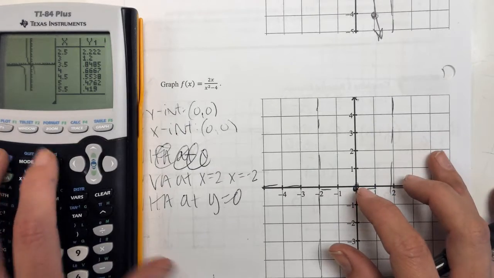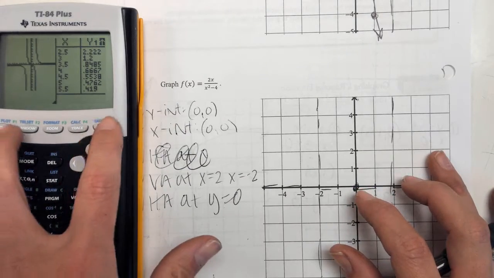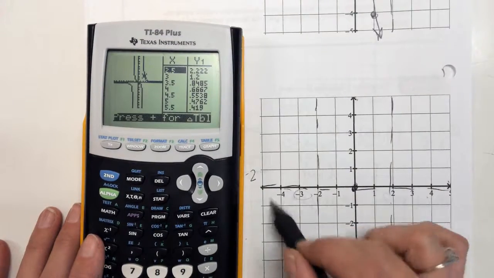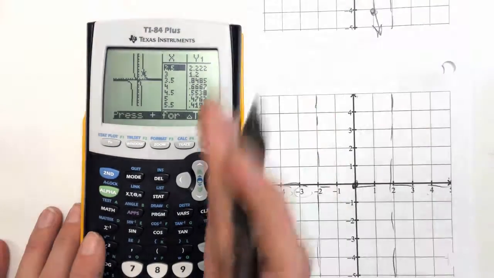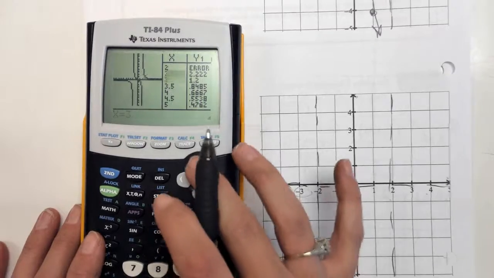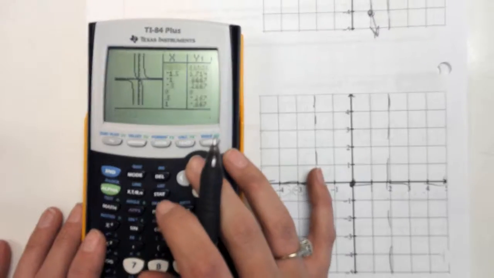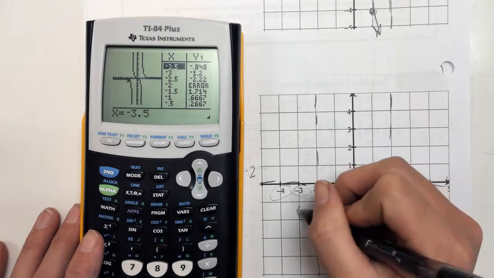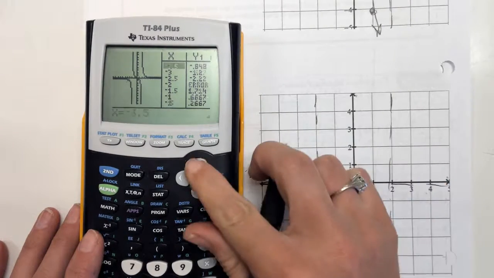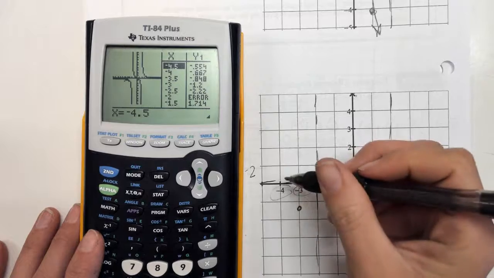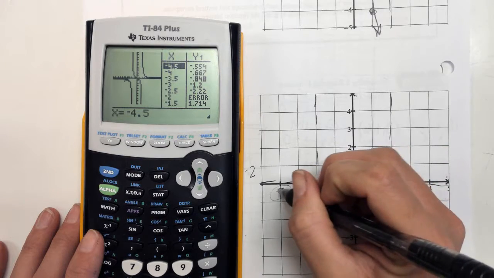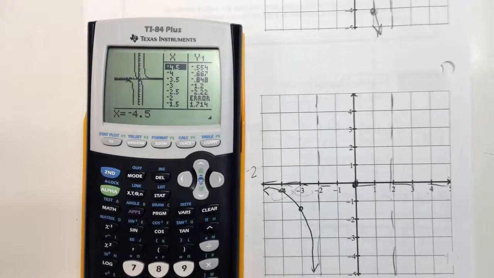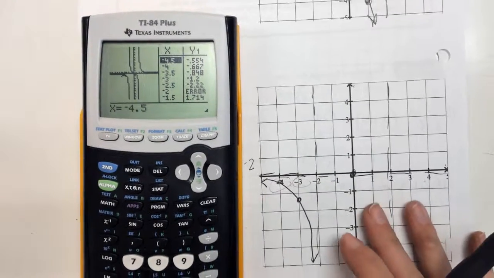And then go into my table. Alright, first I want to get what's going on at -3 and -4 on this side of the asymptote. So at -3 it's at -1.2. At -4 it's at -0.667. So this is what this side's going to look like. Can't touch this asymptote nor this one.